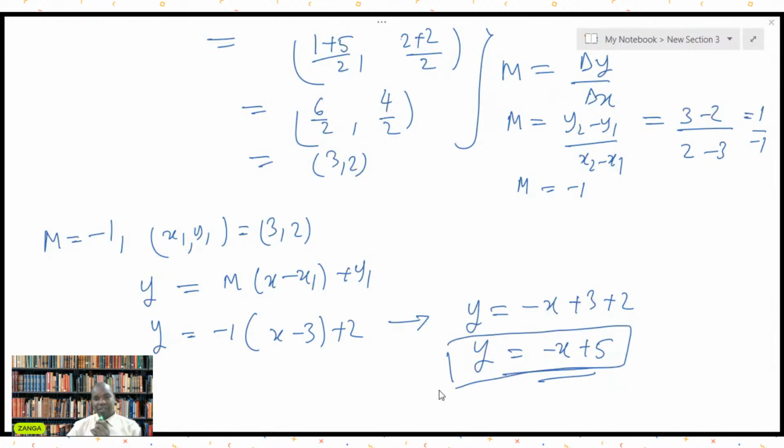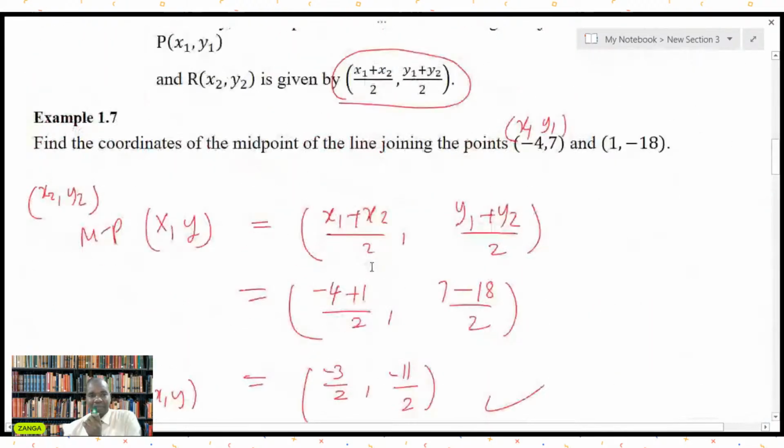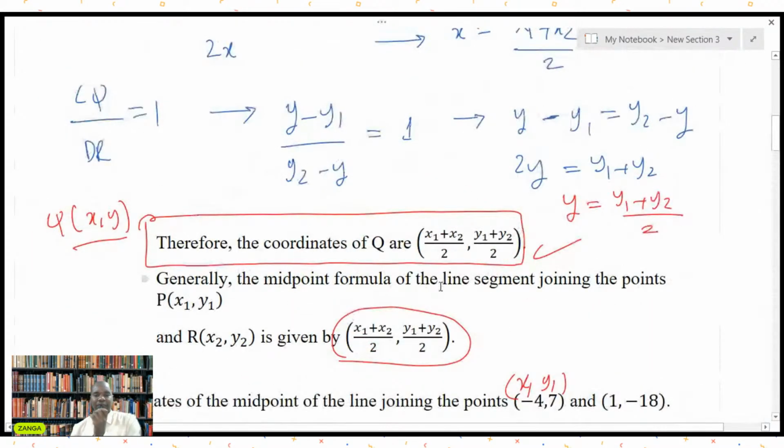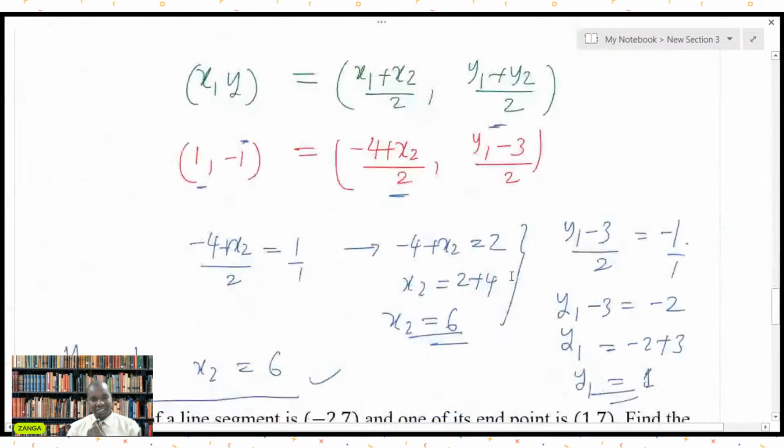As I said, you can have questions coming in different formats, but at the end we are using the same approach. Don't forget the formula for the midpoint of a line segment, and we have derived the formula here: the coordinates of the midpoint are (x1 + x2) over 2, comma (y1 + y2) over 2. And this is more than enough for today's session.